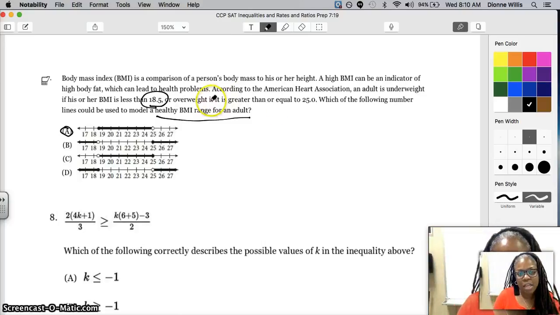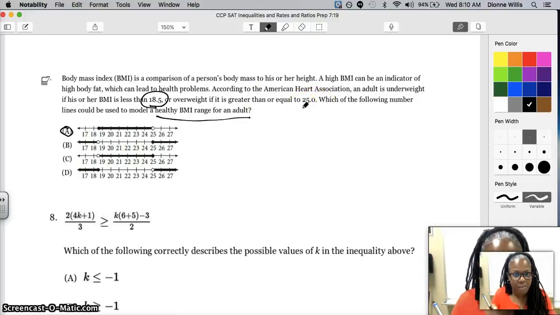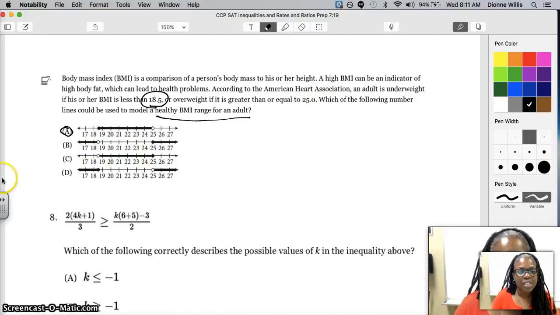And then it says overweight if you are greater than or equal to 25.0. So at 25.0, that's not healthy. As soon as you get there, anything before is cool. So we need to figure out an inequality that represents that 18.5 is cool, 25 is not cool, right? And everything in between is okay. And so that's why this one's the answer.